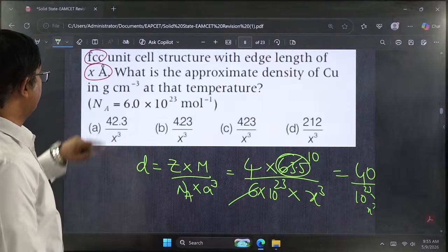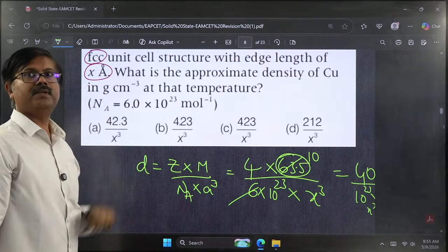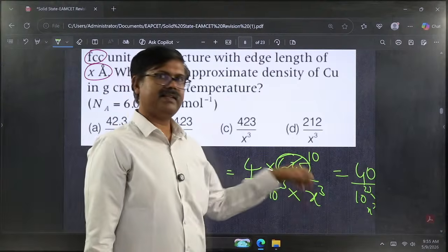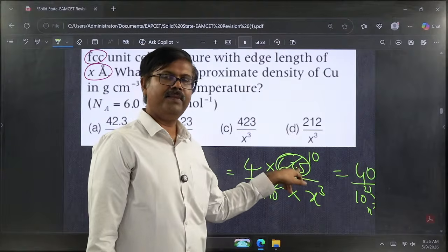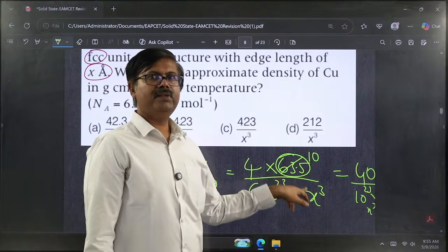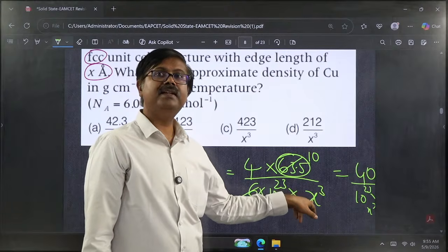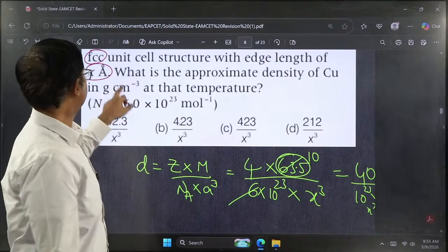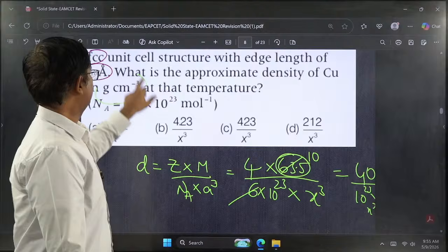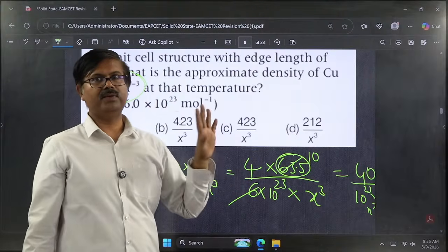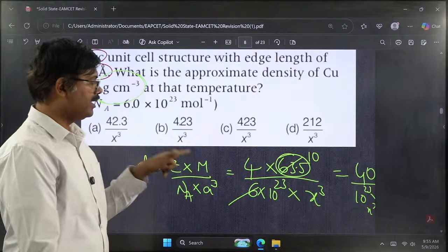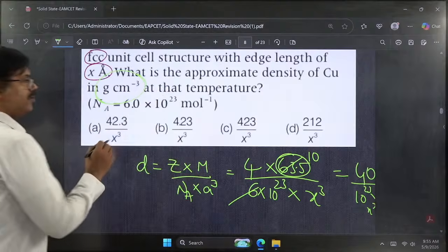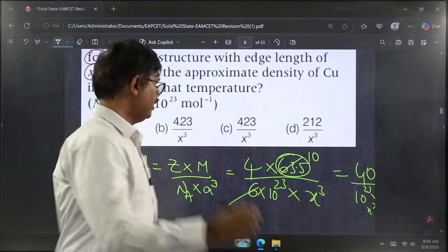And one more thing we forgot here. See, X is given in angstroms. Now here, we have taken the edge length directly as X. We have taken mass in grams, 63.5 grams, but we have to take this also in centimeter cube. Then only you will get the answer in grams per centimeter cube, because they are expecting the answer in grams per centimeter cube here. But we have taken X in angstroms. That is the mistake we have done. So keep this in mind. X has to be converted into centimeters, not meters. So we know 1 angstrom is equal to 10 power minus 8 centimeters. So here what we have to do?